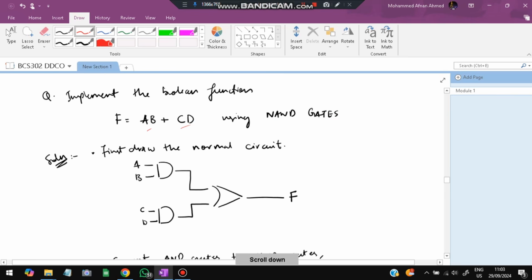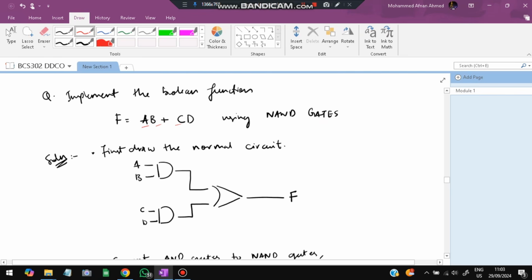So how will you be doing that? First, draw the normal circuit. You have been given this question and you have to do it using NAND gates. What you'll be doing, first form the normal equation. How do you form the normal equation? The normal equation can be formed by writing all the inputs.